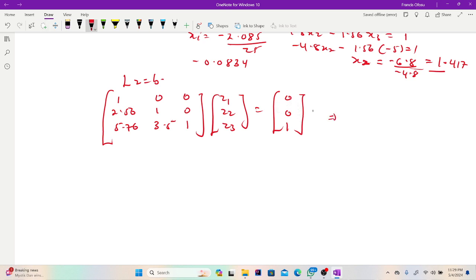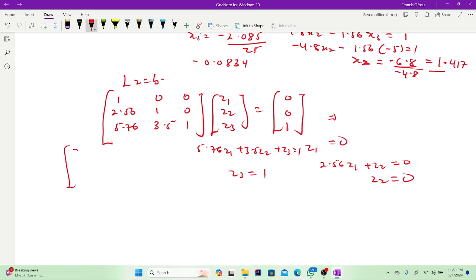So from here, using forward substitution, Z1 is 0. Then Z2, you are going to get 2.56 Z1 plus Z2 is equal to what? 0. Z1 is 0, so obviously Z2 is also 0. Then finally, 5.76 Z1 plus 3.5 Z2 plus Z3 is equal to 1. This is 0, this is 0, so Z3 is equal to what? 1. So I simply write Z1, Z2, Z3 to be equal to 0, 0, 1, right? So once I have this, you know what follows.